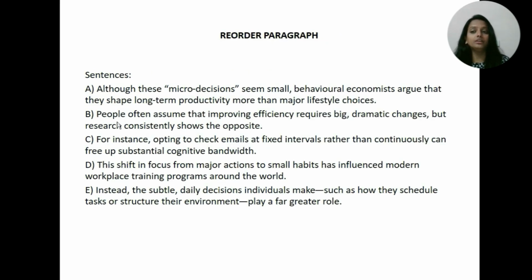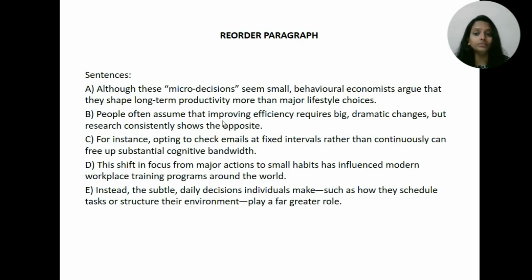So you can see here five sentences, and these five sentences are jumbled. Now your job is to arrange them properly to get a proper flow. Okay, so the first one, A, given here is, although these micro decisions seem small, behavioral economists argue that they shape long term productivity more than major lifestyle choices.